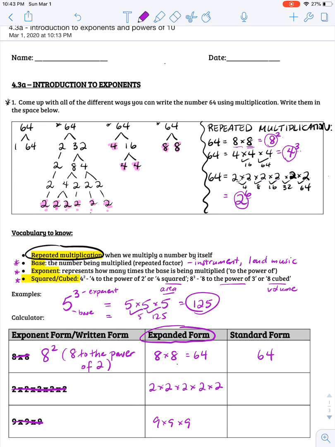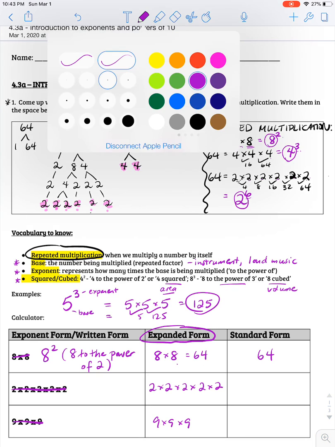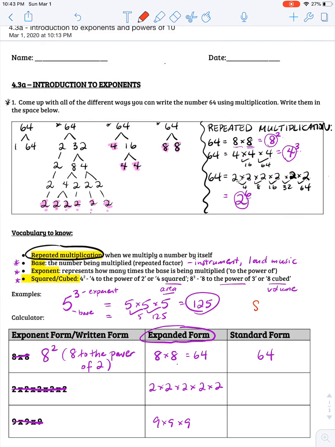Okay. Now, a really common mistake people make, and I'm just going to write it up in red here, is if you see 8 to the power of 2 or 8 squared, some people will automatically think it's 16, but it's not. You are not doing 8 times 2. You are doing 8 times 8. So whenever you see exponent form, you're multiplying the base by itself, however many times the exponent is.